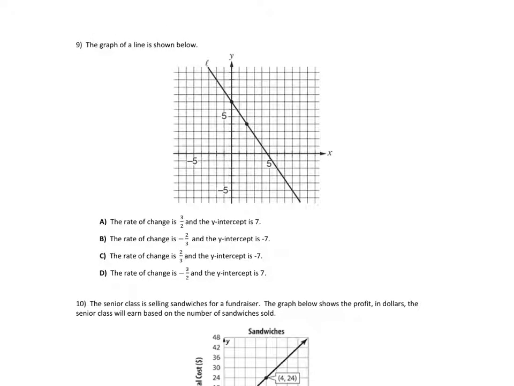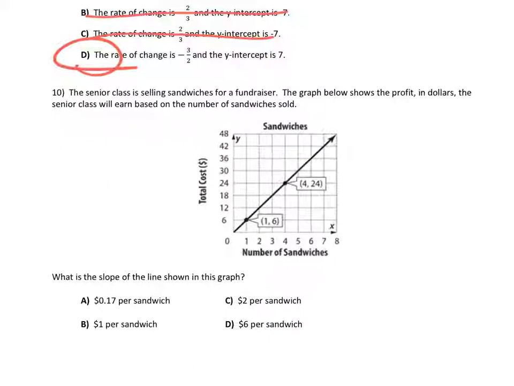And then number 9, the graph of okay, so look, it's going to cross, the y-intercept is +7. So moving out, the slope is 1, 2, 3, 1, 2, and it's -3 over 2, which is answer choice D. And then number 10, the senior class is selling. How much does it rise? It rises 6 for every 1.